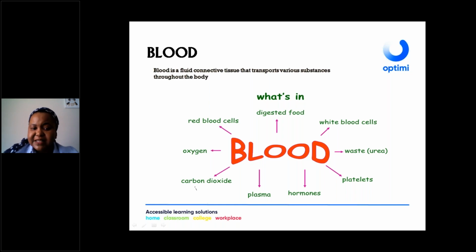We'll find the red blood cells, we'll find oxygen, we find carbon dioxide, we find hormones, we find plasma, we find platelets, we find waste, white blood cells, and digested food. But for this lesson, we'll only be looking at the transportation of oxygen and carbon dioxide, right? Okay.